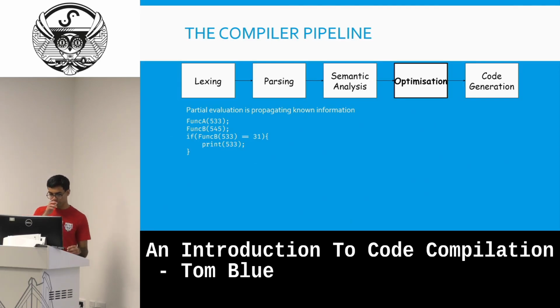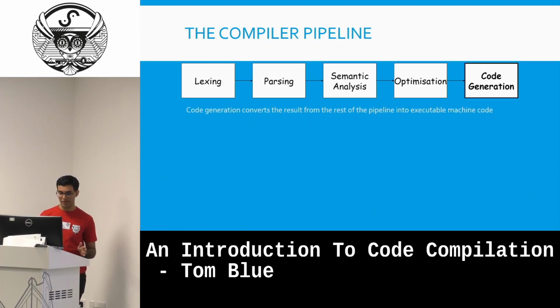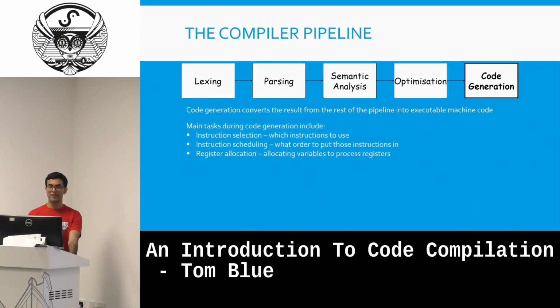So after all of these stages of compilation, you finally get to code generation, which there isn't an awful lot to talk about, but there's three main tasks in code generation. There's instruction selection, which is deciding which instructions to use in CISC architectures, complex instruction sets, like Intel and AMD. There are many, many functions that can do the same things. And so the compiler has to decide which functions to use to do certain things. There's also instruction scheduling, which is what order to put those instructions in. Because the order of instructions can drastically change the performance.